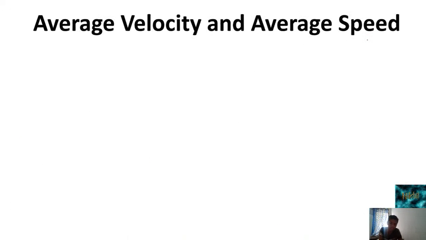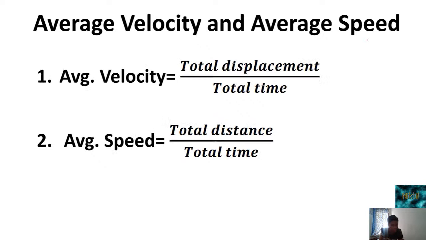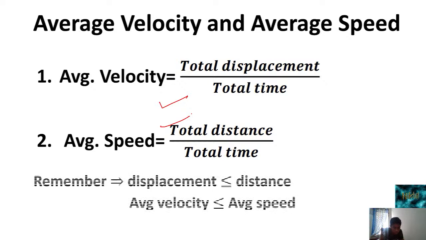So guys, now let's come to average velocity and average speed. Everyone knows this formula. Displacement is less than or equal to distance, and average velocity is also less than or equal to average speed. Remember this.